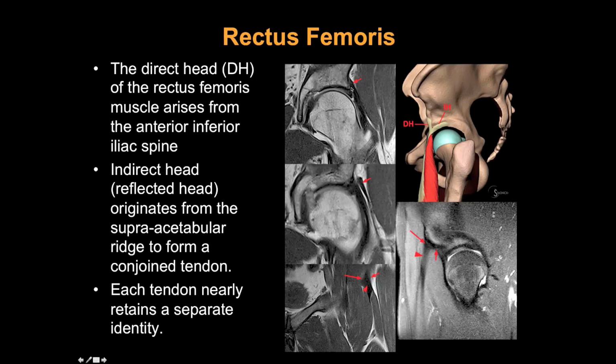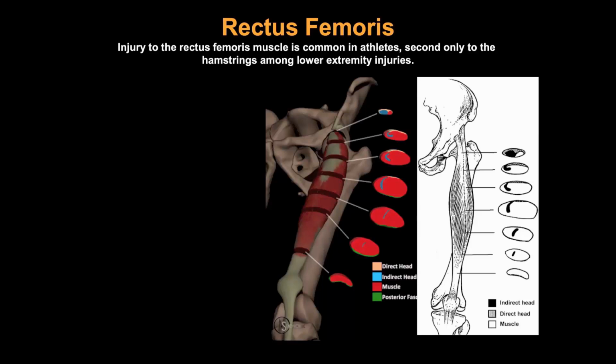And so on our coronal images, we can follow the rectus femoris as it extends distally, and on our sagittal images, we see both the direct and the reflected heads. Now, injury to the rectus femoris muscle is common in athletes, second only to the hamstring among lower extremity injuries, and as we follow the direct and reflected heads of the rectus femoris, their position will change depending at what position we acquire images through the rectus femoris muscle belly.